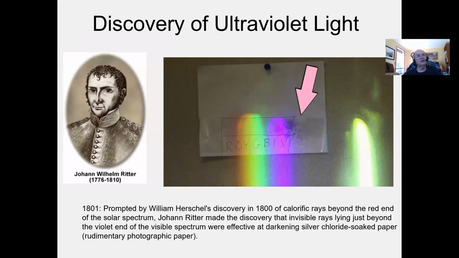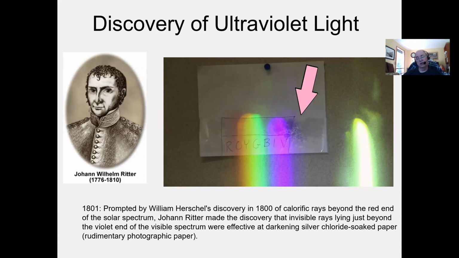Not to be outdone, the next year, a German chemist by the name of Johann Ritter was interested in the other side of the spectrum beyond the violet. The thermometers didn't do very much on the violet side, so he had the idea of using something more sensitive.